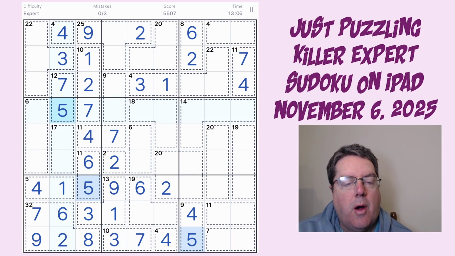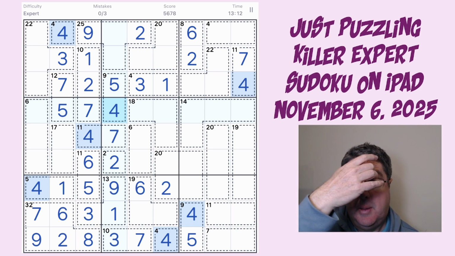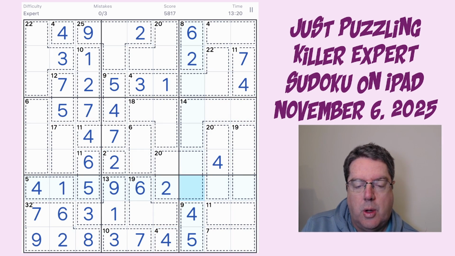So this is 5 and 4. 5's there. So that's a 5. This is a 4. So that means that 4 can't be here, 4 can't be here, 4 can't be here. So that's a 4, leaving this to be 9 and 7. But the 9 can't be there, so that's a 7, and this is a 9.